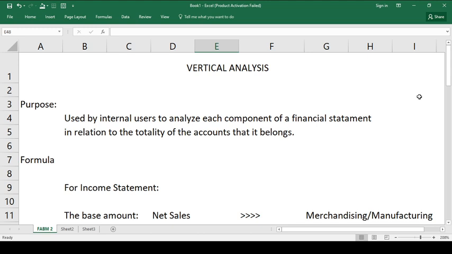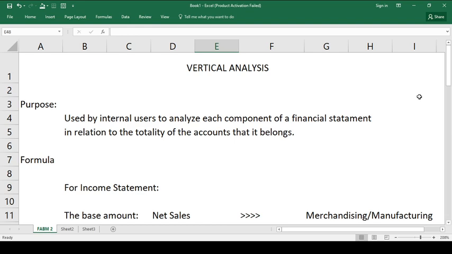Another term, by the way, of vertical analysis is, ano pa yun? You convert lang naman yung mga peso amount into percentages. Okay? Nakalimutan ko what is the other term for vertical analysis. Well, later on, mahanap ko rin yung word na yon. However, yung importante, the purpose of vertical analysis is used by internal users to analyze each component of a financial statement in relation to the totality of the account that it belongs.